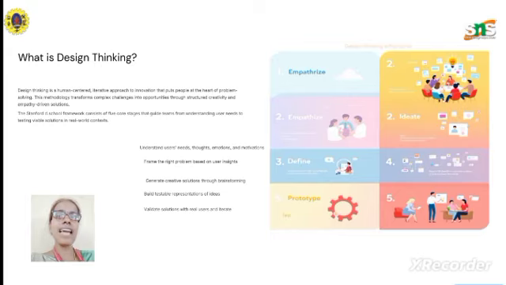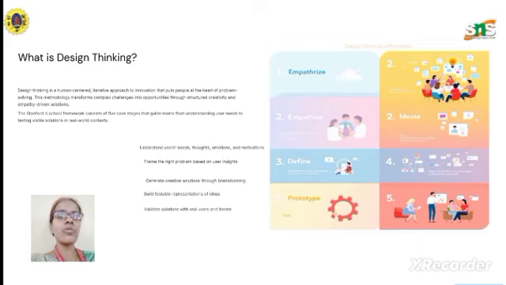The next thing is the standard d.school framework, which consists of 5 core steps that guide teams from understanding user needs to testing viable solutions in real world context. So there are 5 stages. First stage is empathize, that is, we collect from the user's perspective. We need to understand the user's needs, thoughts, emotions and motivations. The next thing is define, which means we need to narrow down the problem statement. We have to frame the right problem based on user insights.